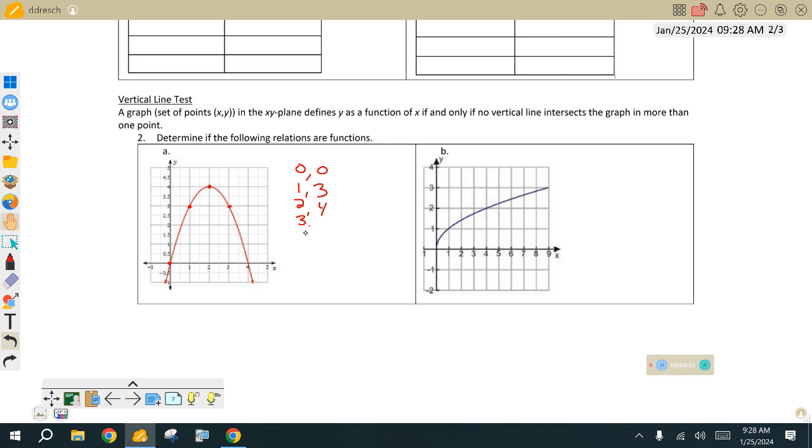3, 3 looks like another nice point. Yep, 4, 0. If I continue to do this and label these out into a table, are any of my x's repeating and giving me different y values? No. And what do we then classify this as? We have ourselves a function.